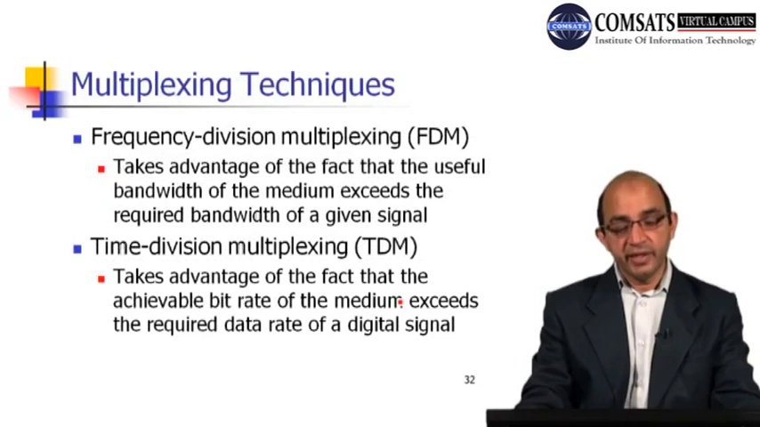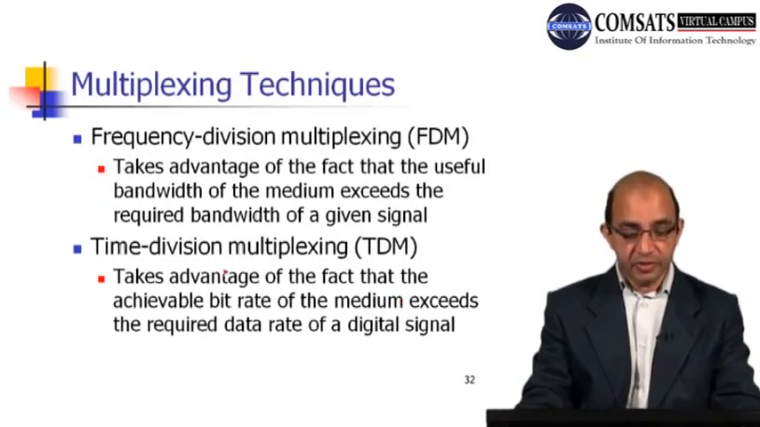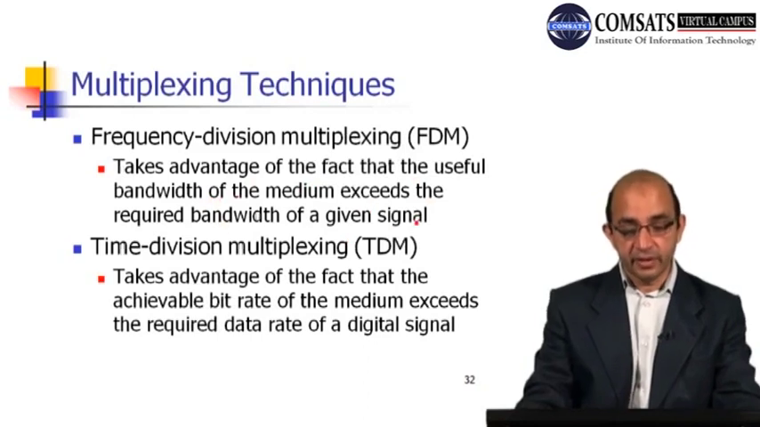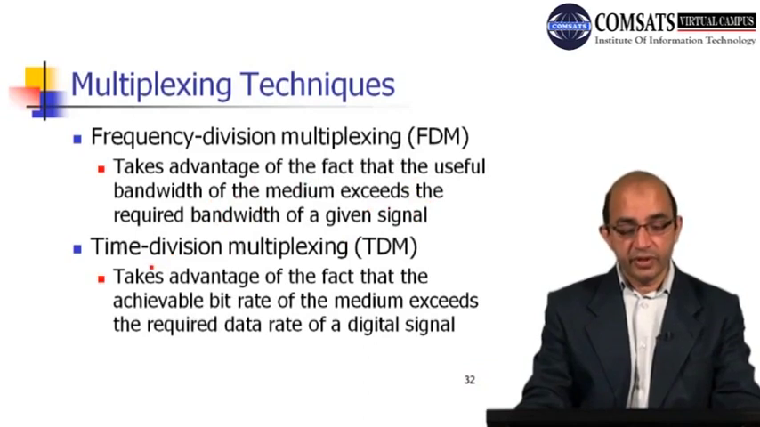So we have different techniques: frequency division multiplexing and time division multiplexing. It takes advantage of the fact that the useful bandwidth of the medium exceeds the required bandwidth of a given signal, right? And here we have time slot allocation for each.